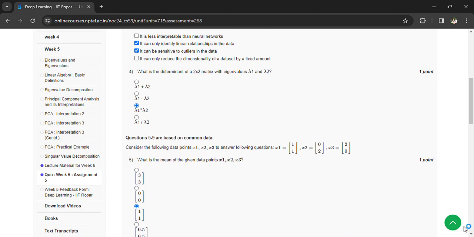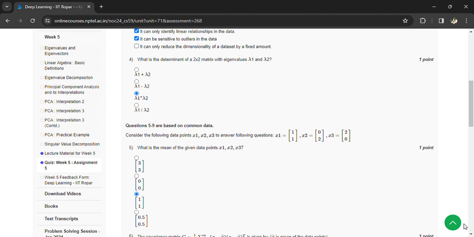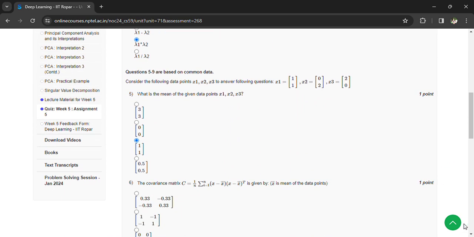And coming to questions 5 to 9, they are based on this question: considering the following data points x1, x2, x3, answer the following questions. X1 matrix, X2 and X3, three matrices are given. What is the mean of the given data points X1, X2, X3? That is 1, 1.